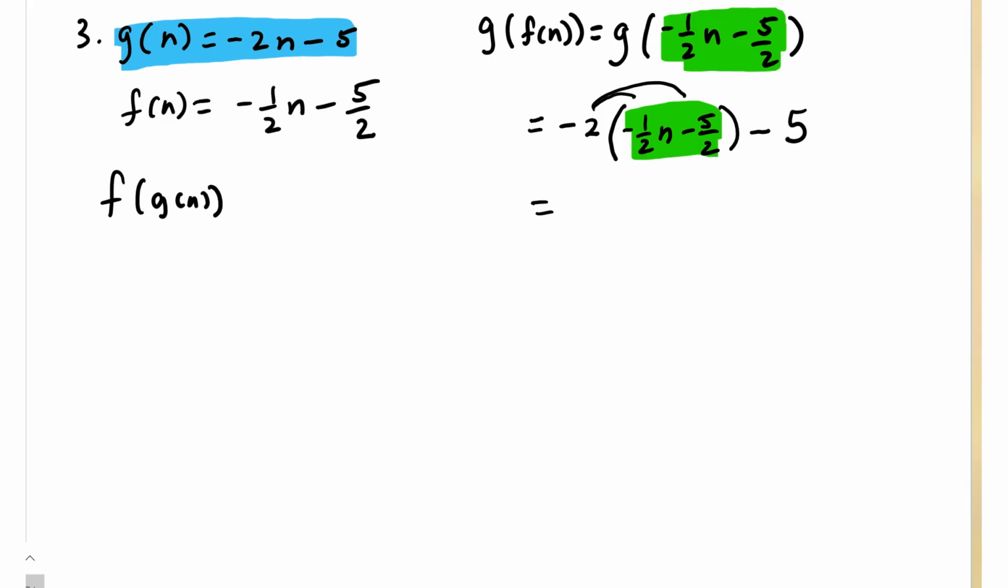Negative 2 times negative 1/2 is 1, or just n. Negative 2 times negative 5/2. A negative times a negative is positive. 2's cancel, so you have positive 5 minus 5. That cancels, so we're left with n. So now we're going to go ahead and do f of g of n. So we have f, and now our input is negative 2n minus 5.